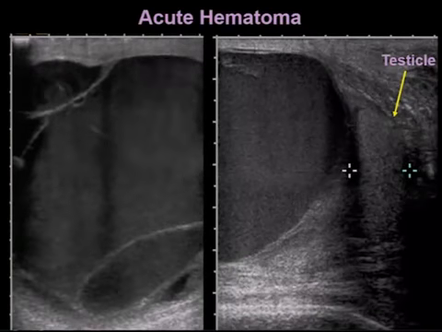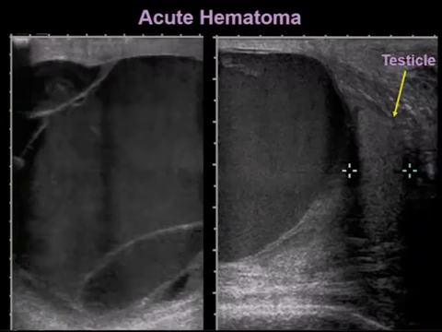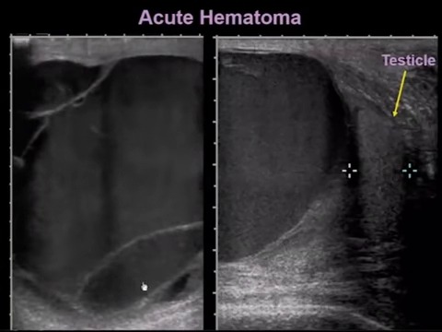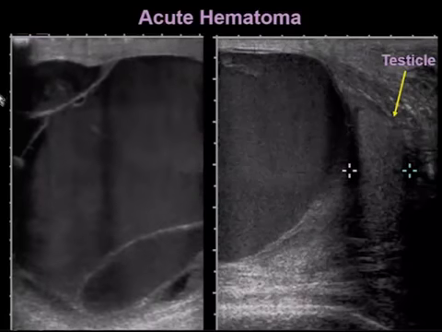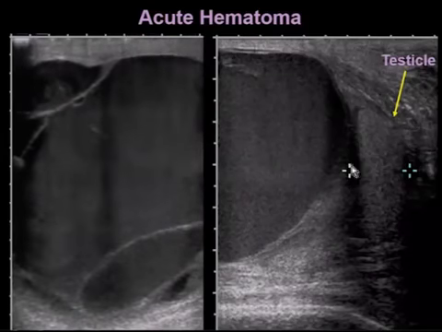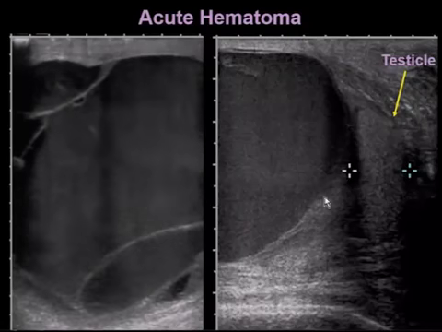So here's a patient who had an acute hematoma. The scrotum was markedly enlarged after trauma, and we saw this large collection in the upper portion of the scrotum. And here you can see that it's a fluid collection that moves with the ultrasound beam. The testicle was compressed inferiorly by this very large hematoma.